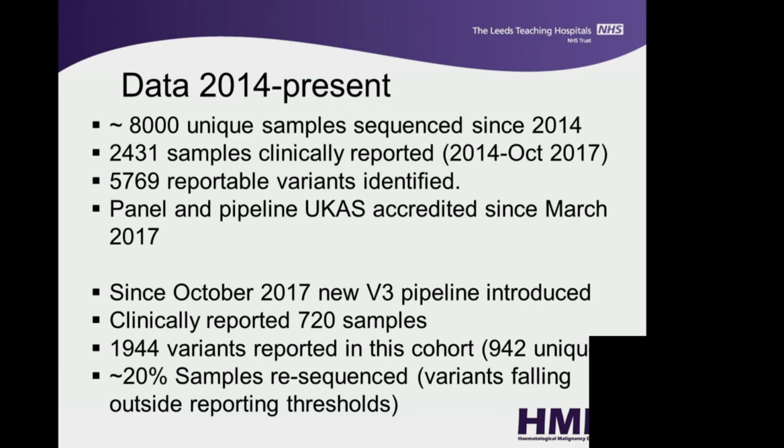Since October last year, we've been using a new pipeline, a V3 pipeline, which again is the pipeline I've shown you, which uses Hallam batch and our own reporting software. And again, in this time period, we've clinically reported 720 samples. We found nearly 2,000 variants. 940 of them are unique. As I said before, we resequence samples which fall outside our reporting threshold, so between 5% and 20% VAF, or between 100 and 500 reads, we'll resequence those patients.